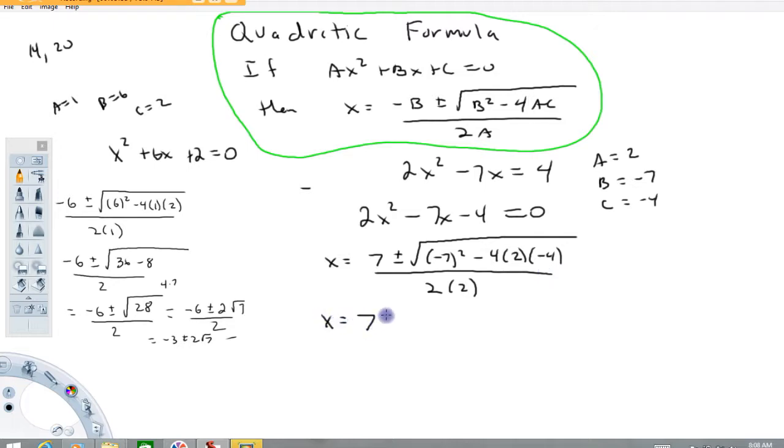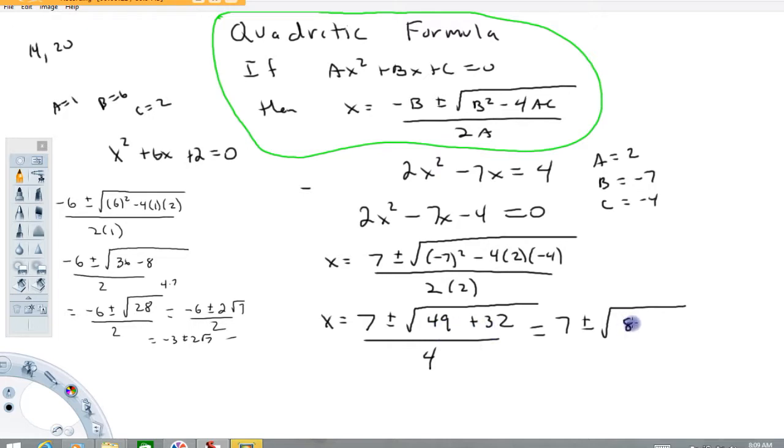Now let's simplify. Inside this radical, that's going to be 49. Now this product, 16 times 2 is 32, and also minus and minus is plus. So 7 plus or minus the square root of, let's see what these add to. 49 and 32 add to 81. The square root of 81 is 9.